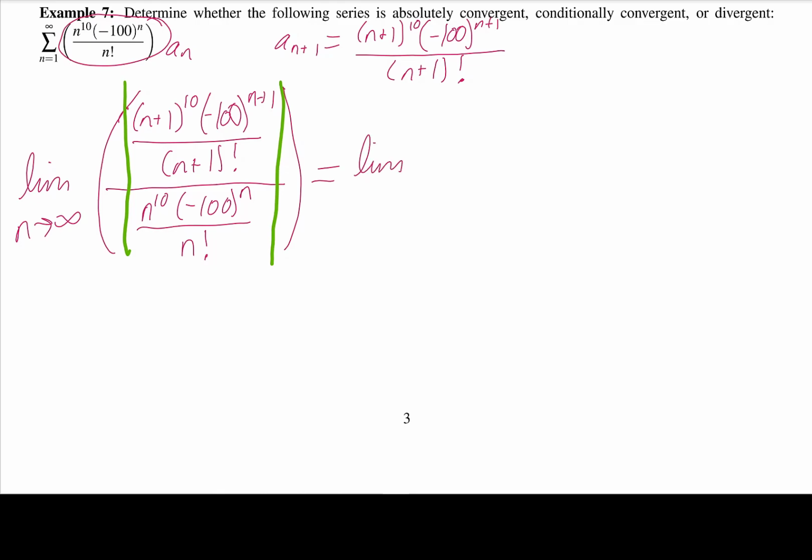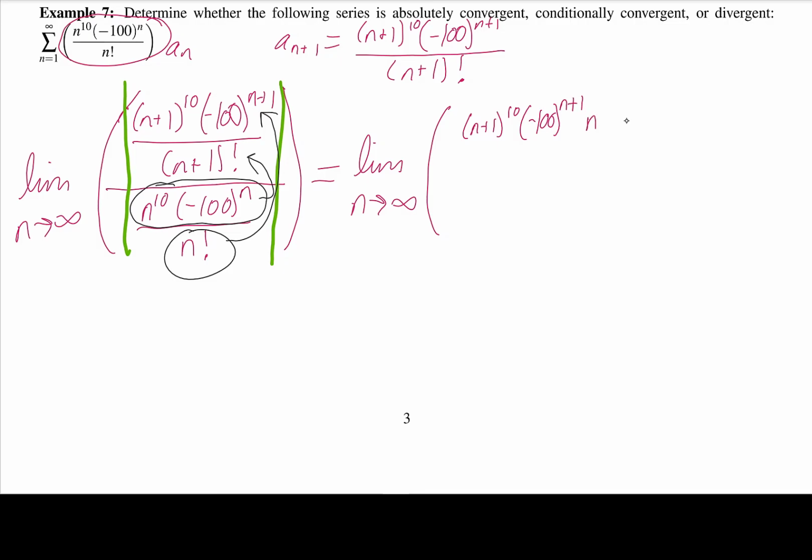So now just like last time, I'm going to multiply things. So this n factorial will need to come to the top, and this n to the 10th times negative 100 to the n will need to come to the bottom. Okay, so this is n plus 1 to the 10th times negative 100 to the n plus 1 times n factorial, over n plus 1 factorial times n to the 10th times negative 100 to the n.